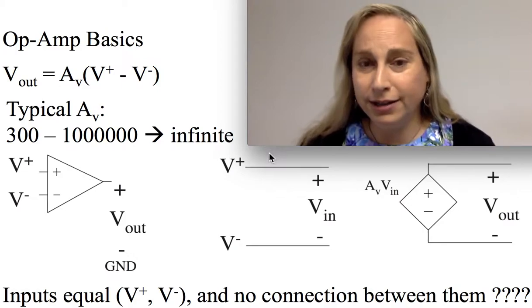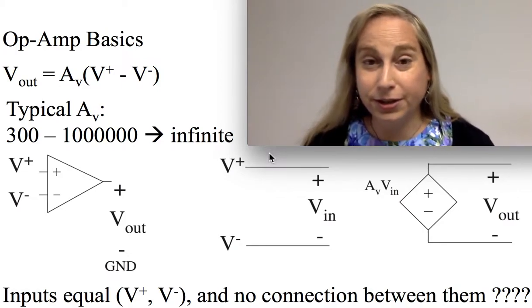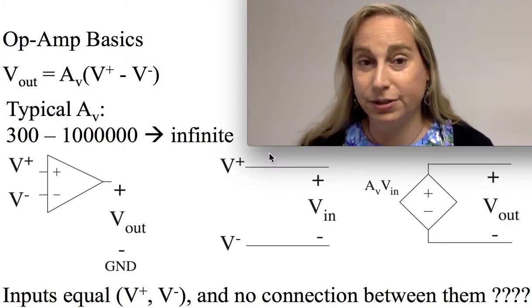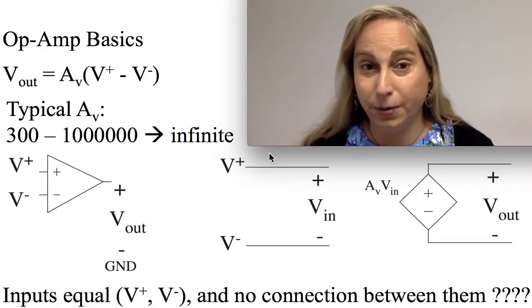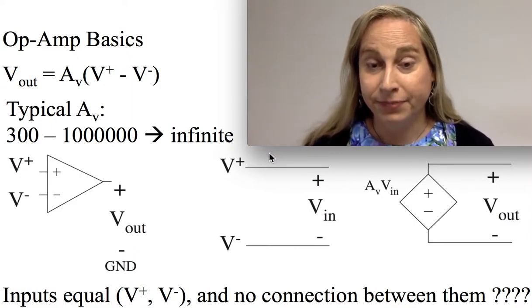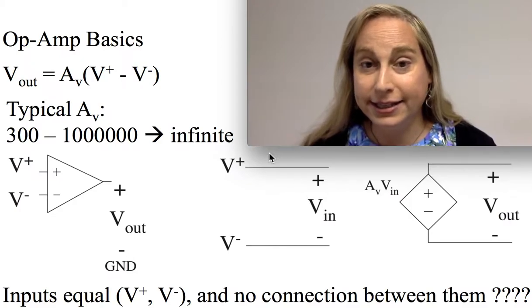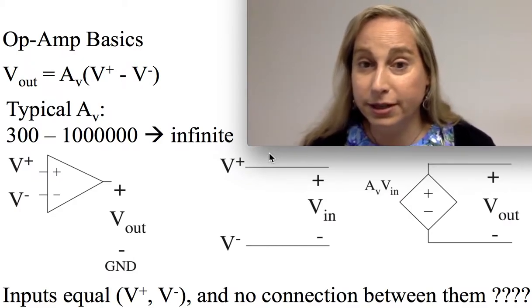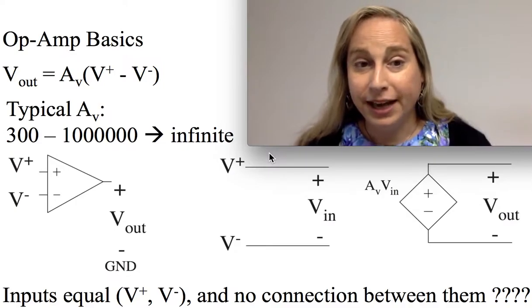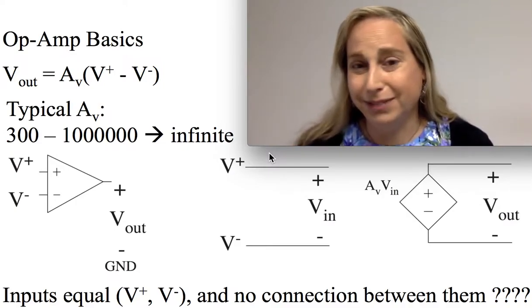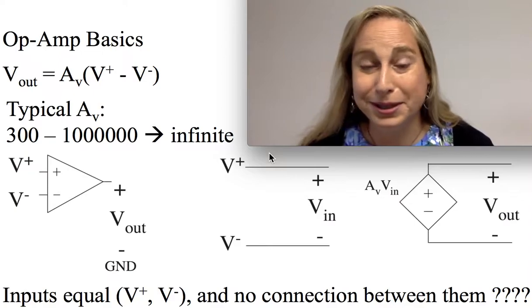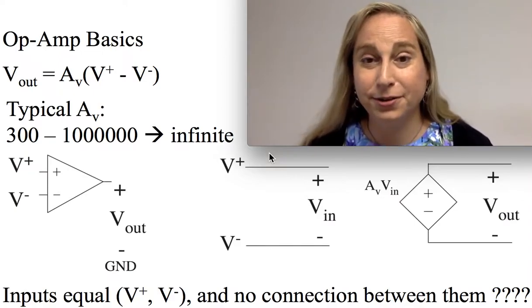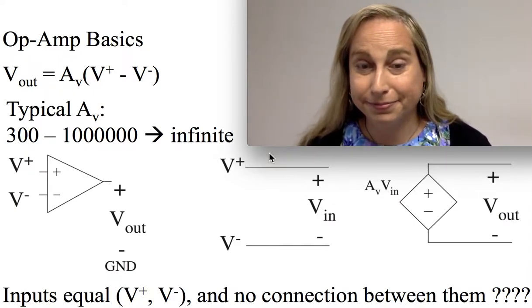So the whole concept of an operational amplifier is a structure that takes a differential input voltage, the difference between two voltages, V plus and V minus, and gains that voltage up by a pretty high number, which we'll call A sub V. It could technically be anywhere from 300 to a million, but it's usually considered big enough that you don't think about it.